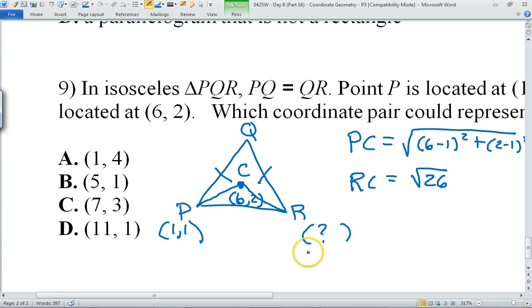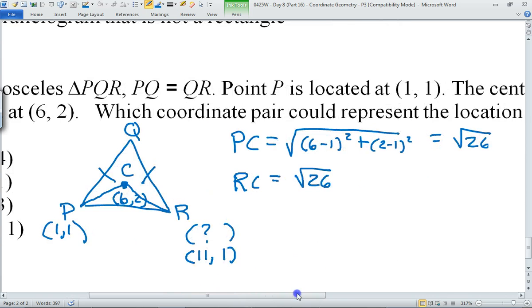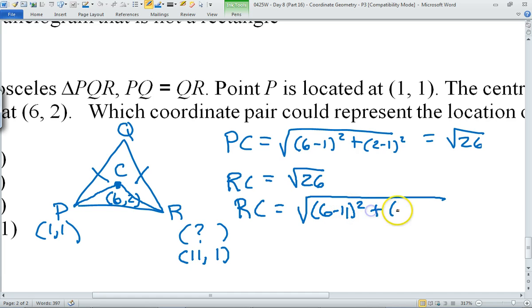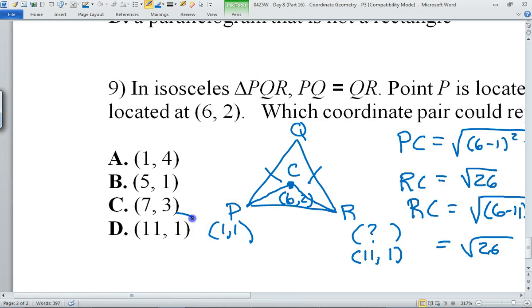Let's try 11 and 1 first. Okay? Let's say if we try 11 and 1 and check the distance. If we use 11 and 1, then RC would become, okay, x minus x. So that's 6 minus 11 squared. Do not leave without your other sheet. It does turn out to be radical 26. That's how we know that the answer is D.